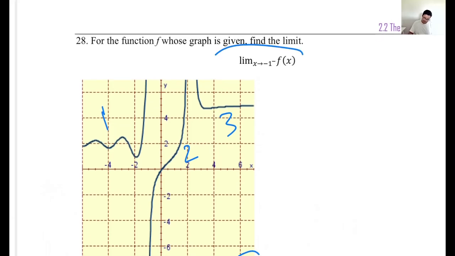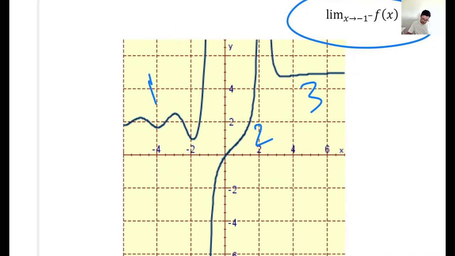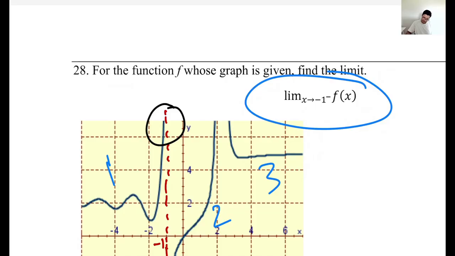Let us look at the limit. X approaches -1 from the left. Look at the graph. And if you look at the graph, here is your -1. Okay. And as you approach -1 from the left, the function is rising, right? So the answer to that question will be plus infinity. All right.